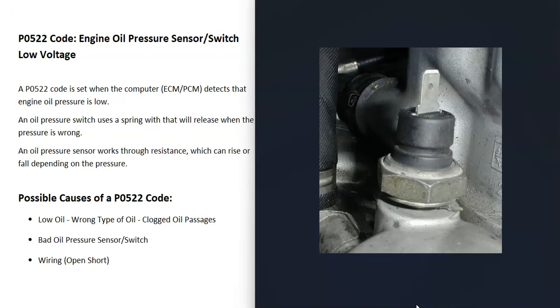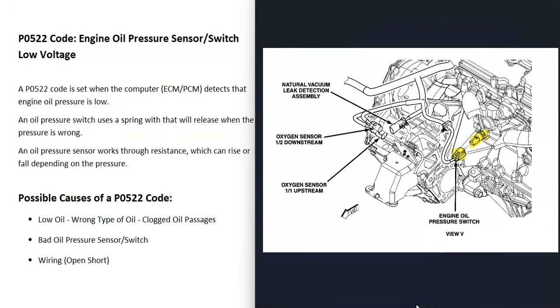Depending on the vehicle, there can be an oil pressure switch, which is usually older vehicles. They'll have an oil pressure switch. And there can also be an oil pressure sensor, which most vehicles today are going to be using. So there can be some differences on what's going on. There can be some differences in wiring and things like this. The location of the sensor is going to be different.